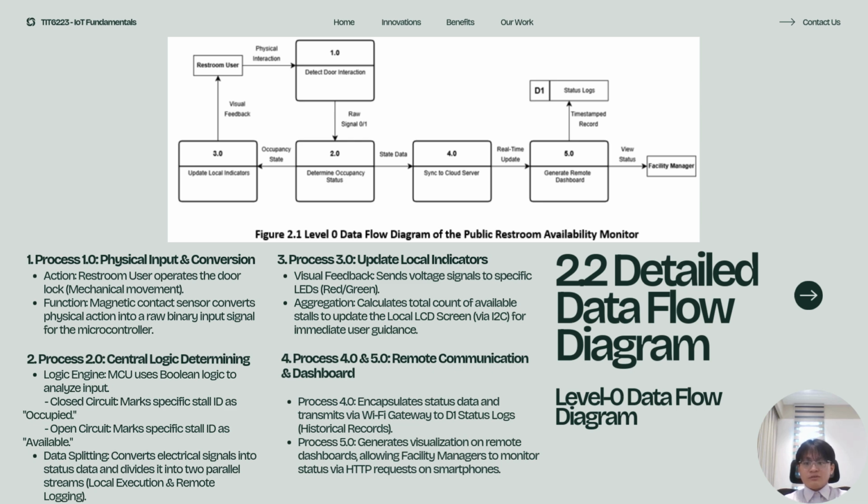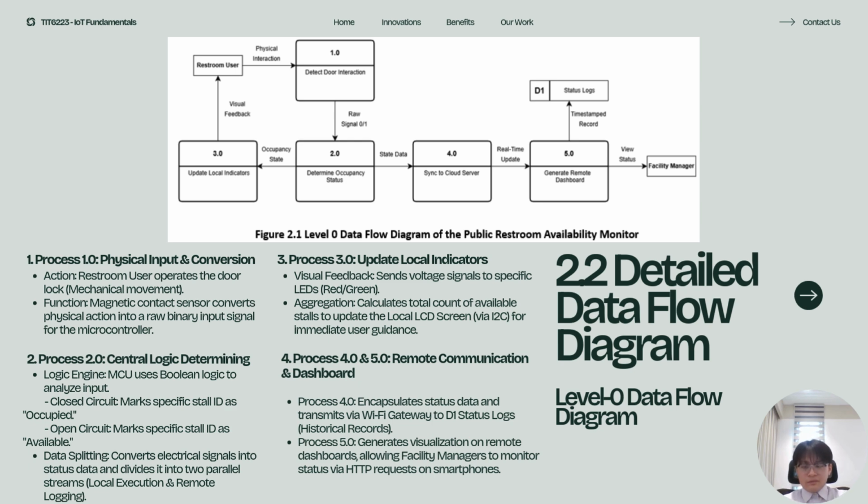Next, the signal passes to process 2.0, which acts as the central logic engine. Here, the microcontroller uses Boolean logic to analyze the input. If the signal shows a closed circuit, the system marks the specific stall IDs as occupied. If it shows an open circuit, it marks it as available. Importantly, this process converts the electrical signal into usable status data and divides it into two parallel streams: one for immediate local execution and another for remote logging.